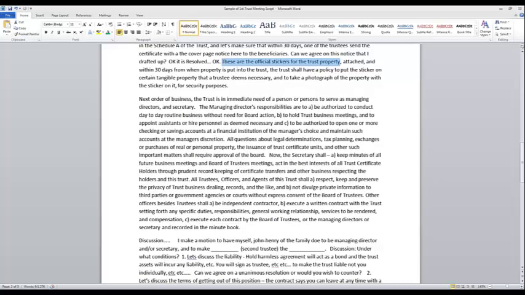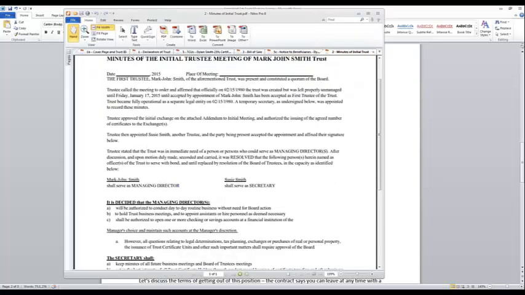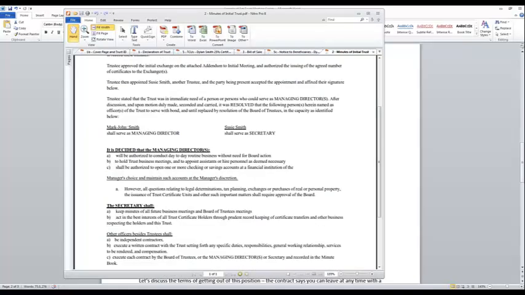Next order of business: the trust is in immediate need of a person or persons to serve as managing directors and secretary. The managing director's responsibilities are two. This is just a copy, like a bullet point of what we discussed in here. The managing directors will be authorized to conduct day-to-day routine business, to hold trust board meetings, and to open one or more bank accounts.